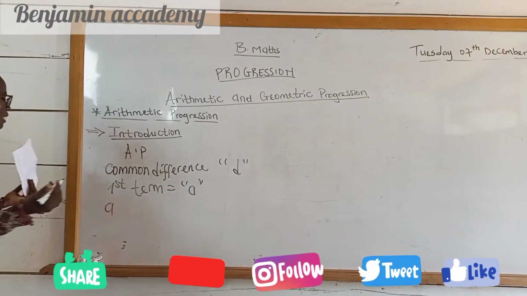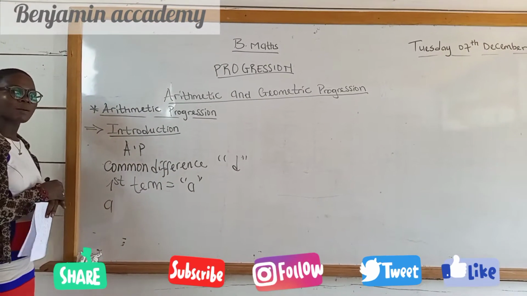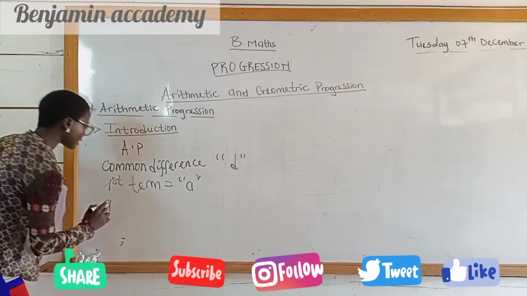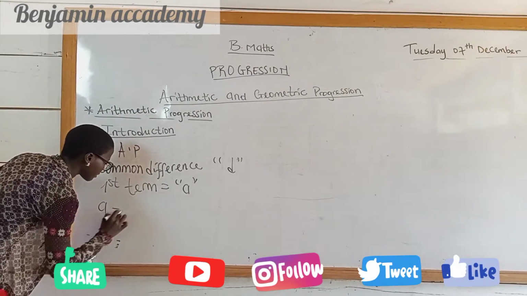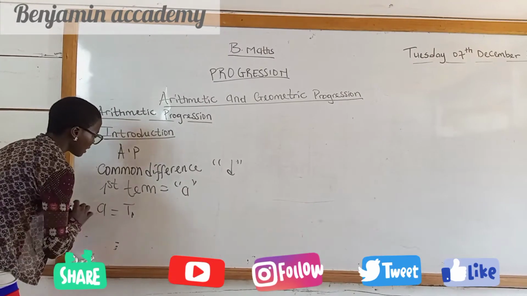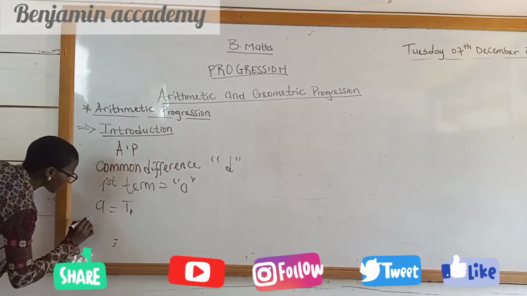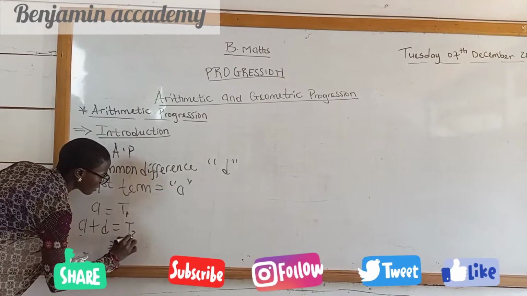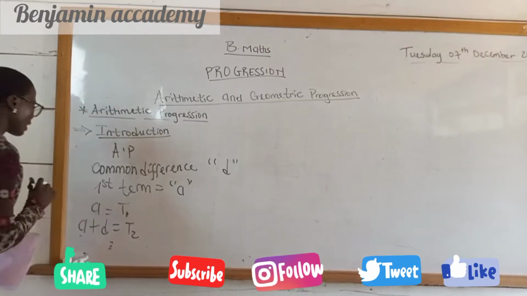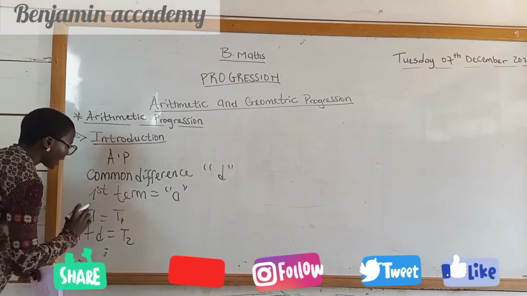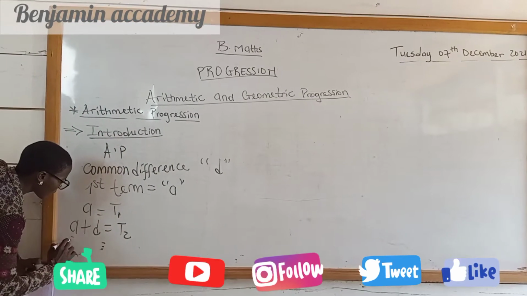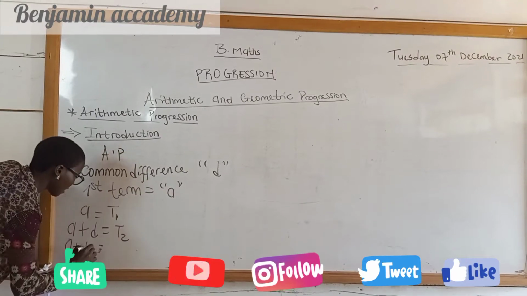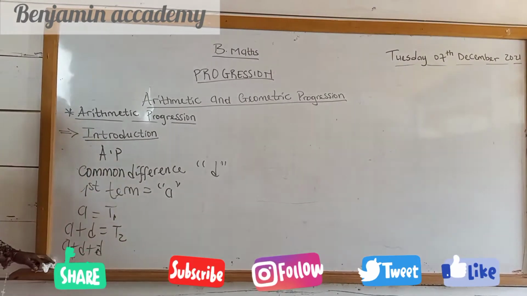We have the second term, which we don't know. How are we going to obtain that second term? This is the first term, T1. The second term is obtained by taking the first term A plus the common difference D. And the third term is obtained by taking the second term, that is A plus D, plus the common difference again, which is D.